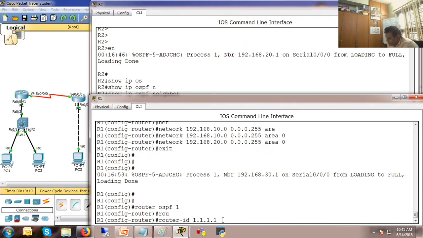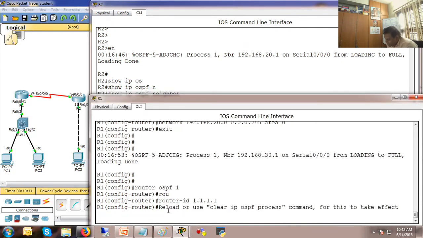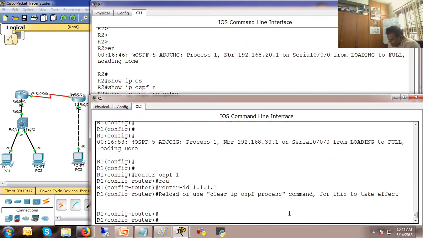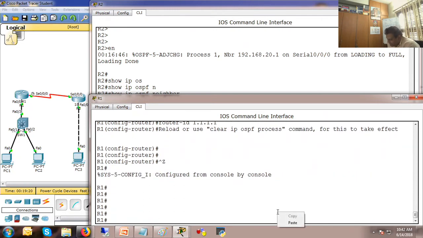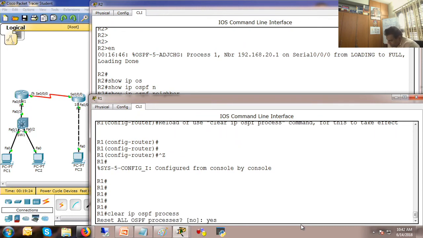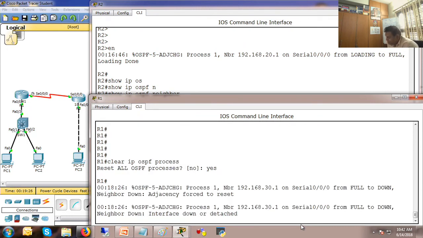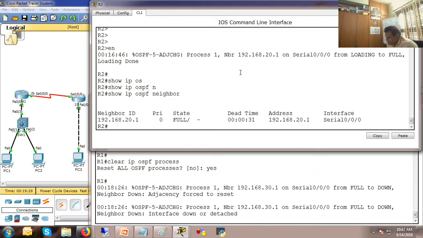I'm giving enter. It gives a message saying please reload the router or clear the process. I'm going to clear the process. I'll go to privilege mode and give this command. Clear the process. Yes. Now the neighborship went down. Again neighborship is forming. This time when neighborship forms, the neighbor ID will be what?